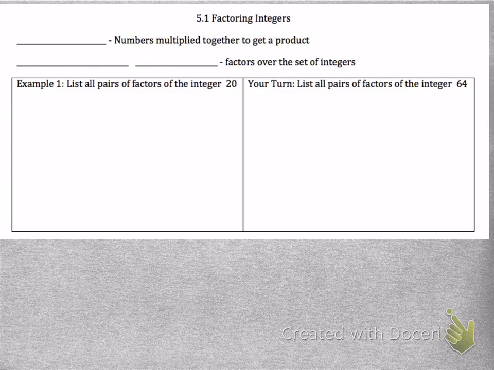Hello, algebra students. We are looking at 5.1, factoring integers today. And if we are factoring integers, we need to know all about factors.